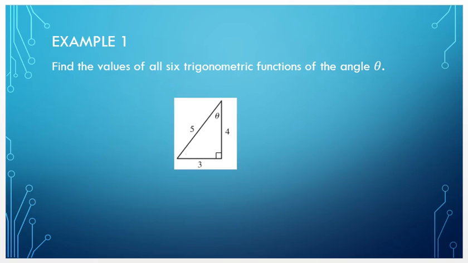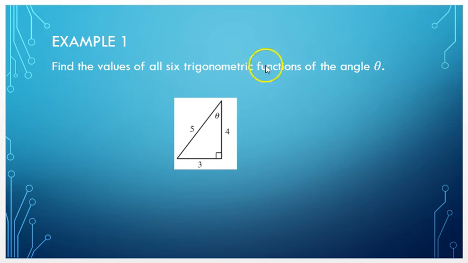So here's what your first type of examples will look like. They will give you a diagram, and they will indicate which angle we're using for reference. So for this one, theta is up here in the top corner instead of being down here. The location of theta will change your opposite, adjacent, and hypotenuse values, so be careful about that.